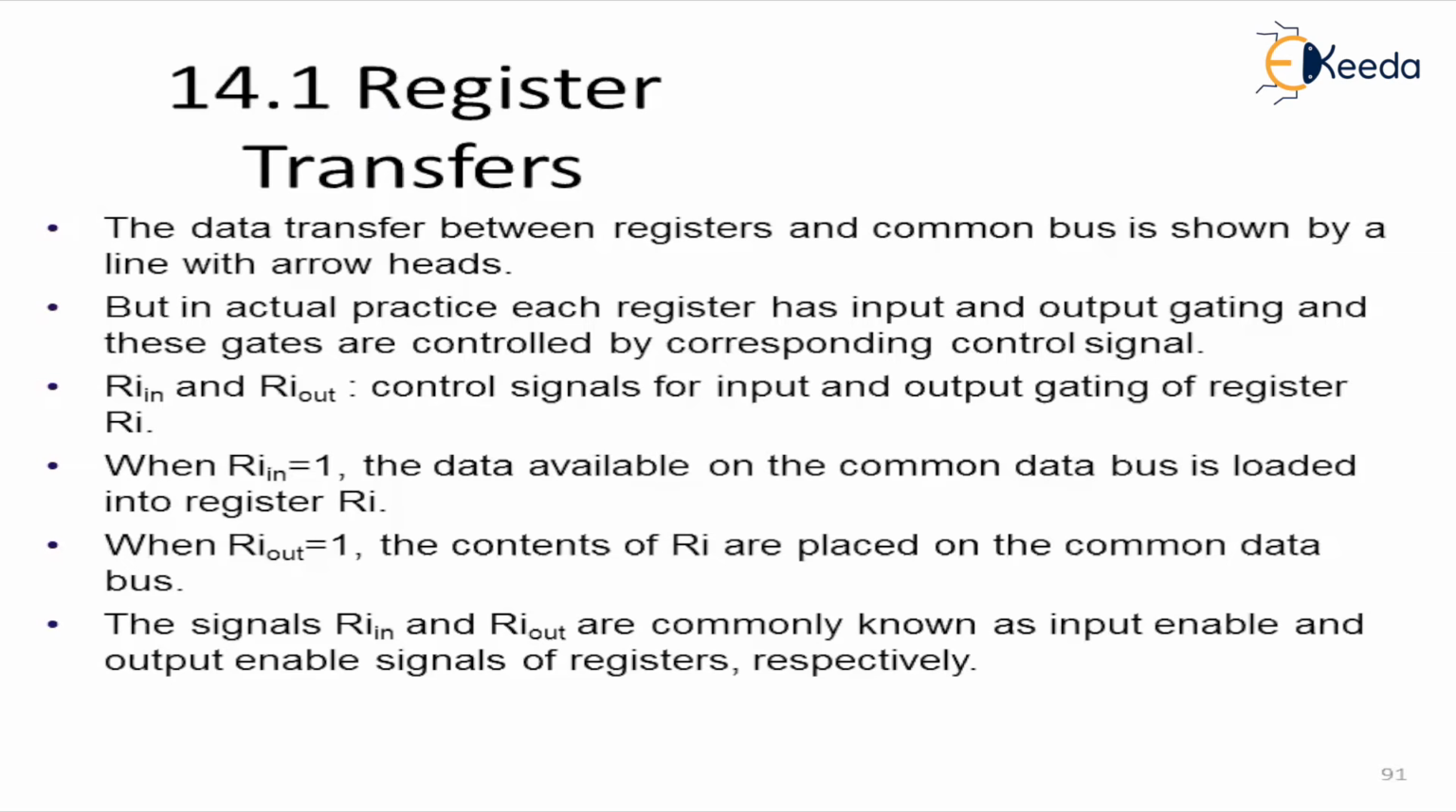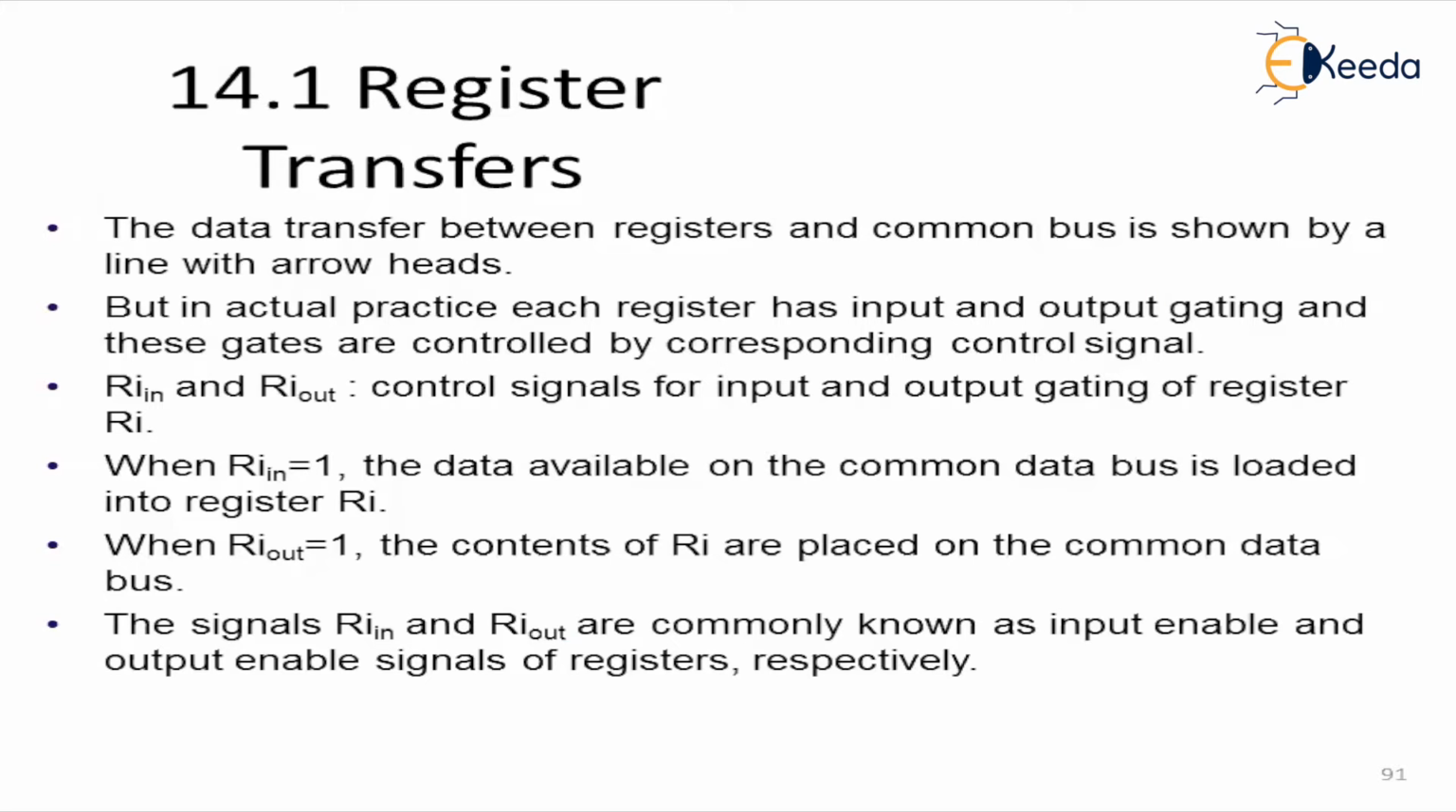The data transfers between the register and the common bus are shown by a bus and arrowheads. But in actual practice, each register has input and output gating, and these gates are controlled by the corresponding control signals. The different control signals are Ri in and Ri out, the control signals for input and output gating of the register. When Ri in is equal to 1, the data available on the common data bus is loaded into the register Ri.